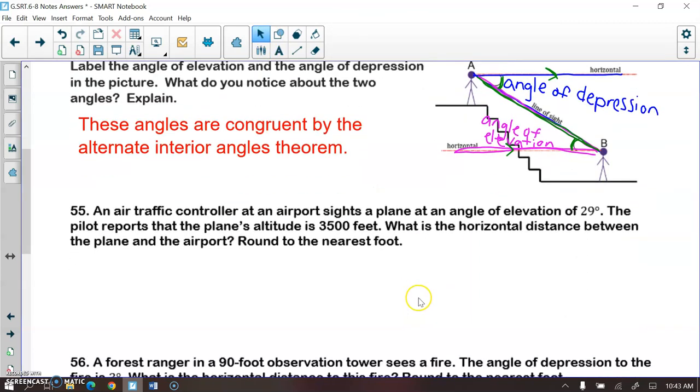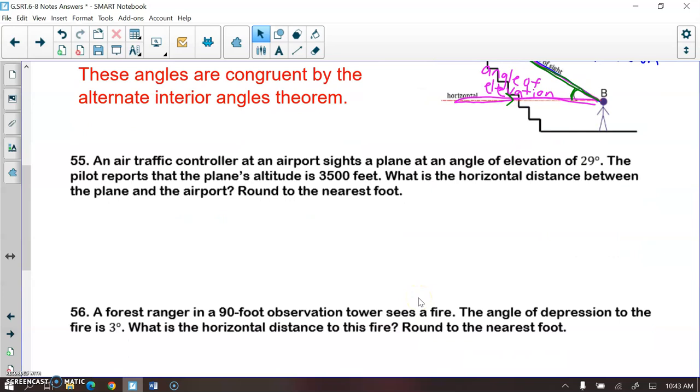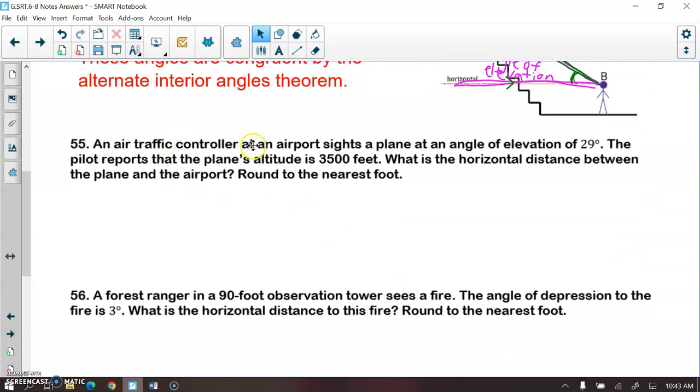All right, so let's get started. An air traffic controller at an airport sights a plane at an angle of elevation of 29 degrees. So let's start to draw this.